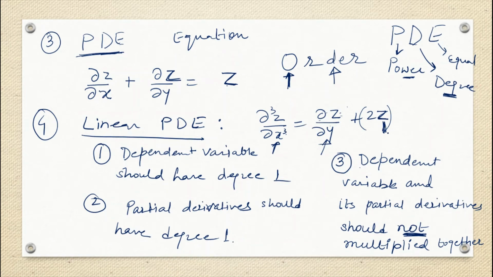So these three properties are there. Here, the dependent variable should have degree 1. Suppose in this equation we had z square, then this was also not linear, because the dependent variable has degree more than 1. Though all those partial derivatives have degree 1, still the dependent variable should also have degree 1. So these three things make the partial differential equation a linear partial differential equation. Fine.